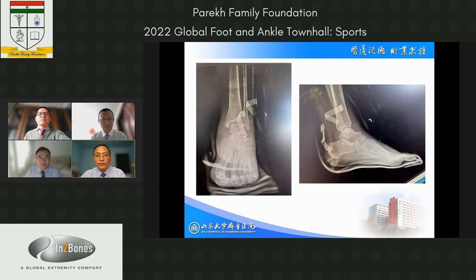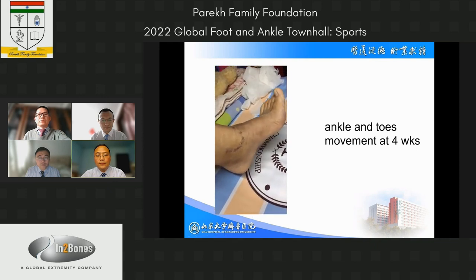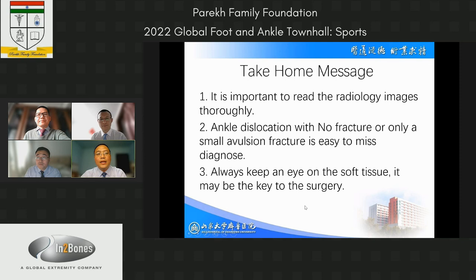So the ankle and the toes move at 4 weeks. This is the take-home message. It is important to read the regional imaging carefully. Second, an ankle dislocation with no fracture or only a small avulsion fracture is easy to miss in diagnosis. Three, always keep an eye on the soft tissue. This may be the key to the surgery. Thanks.